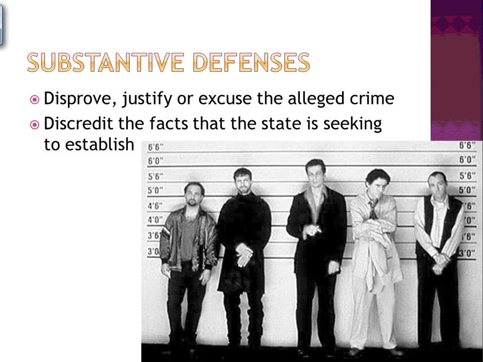Okay. So, substantive defenses. These defenses are to disprove, to justify, or excuse the crime. So they're saying it may have happened, but this is why. Okay? Or they're saying it didn't happen this way, it happened this other way. These are the other circumstances that occurred, and that's how it happened. And that's why this person should be found not guilty.